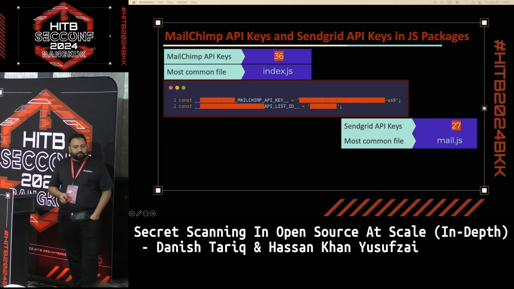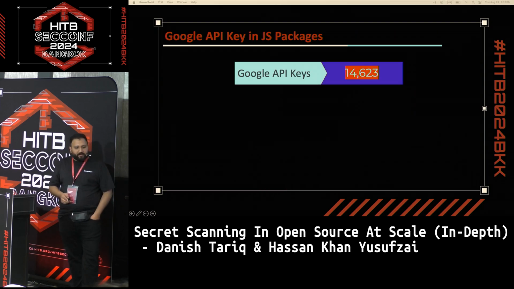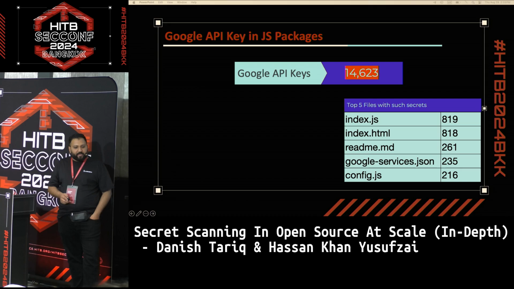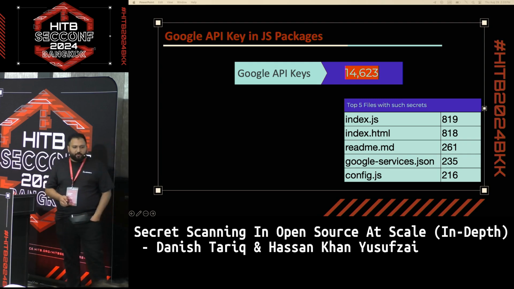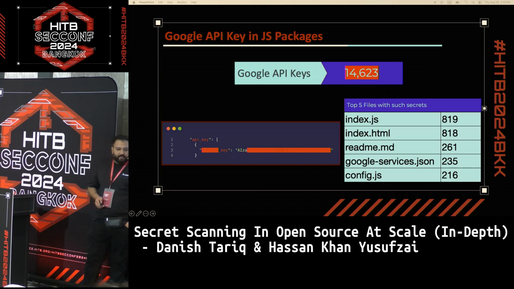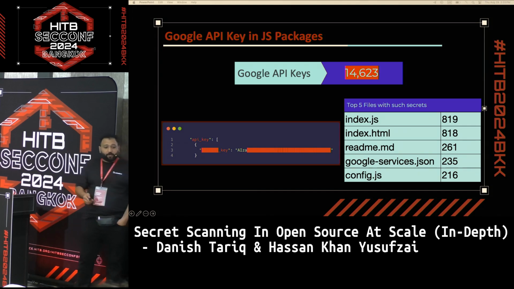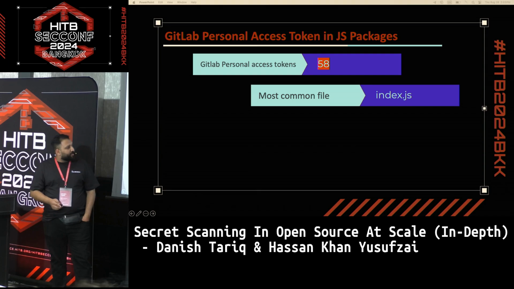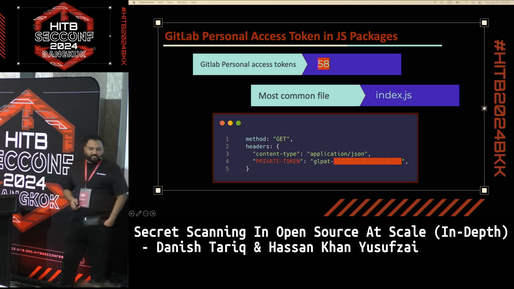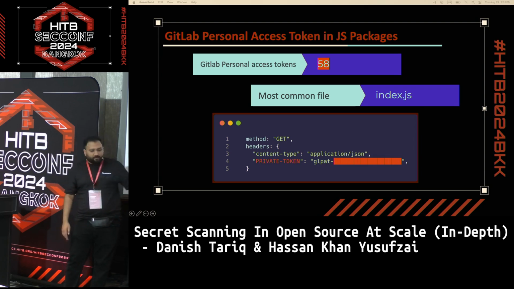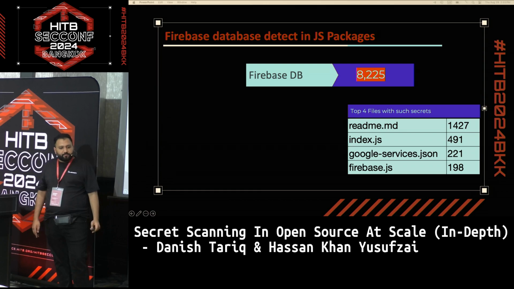MailChimp, again, SendGrid, Google API keys, one of the largest occurrences. There were occurrences of Google Map API keys as well, but that could be a DDoS problem and monetary loss as well, right? Then GitLab, personal access tokens, code snippet from one of the NPM packages.